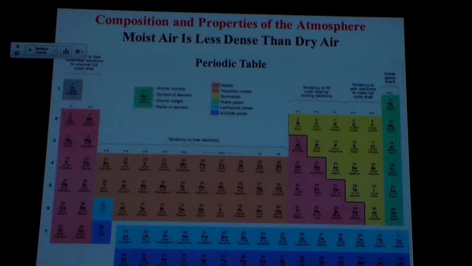So even though I've added water into the air, it's much lighter. Just kind of the opposite of the way it feels on that hot, muggy August day. You'd swear it was twice the weight, wouldn't you? But it's actually quite a bit lighter.